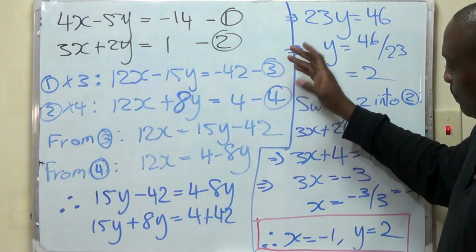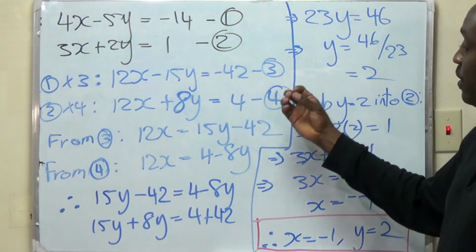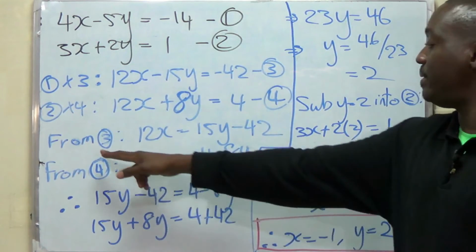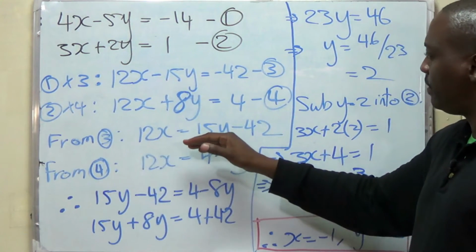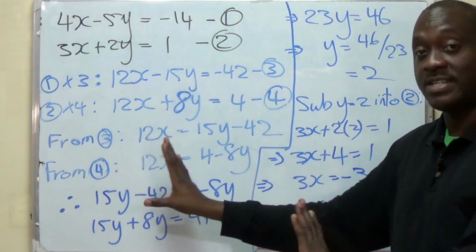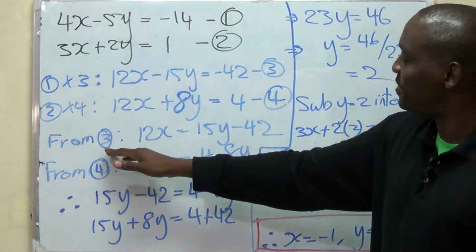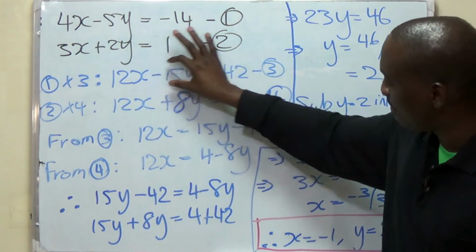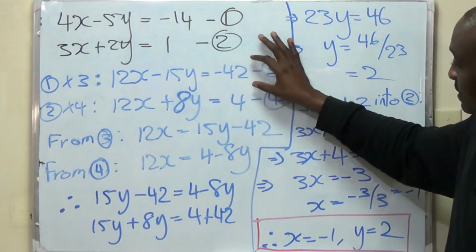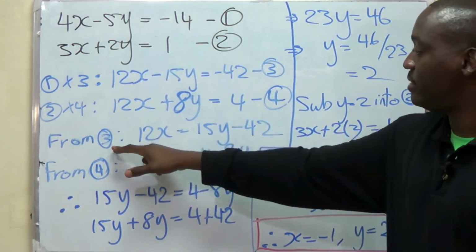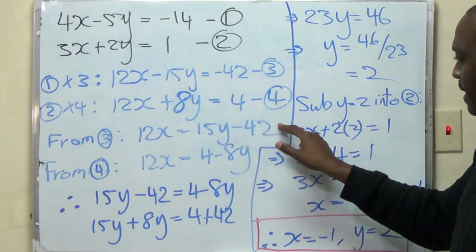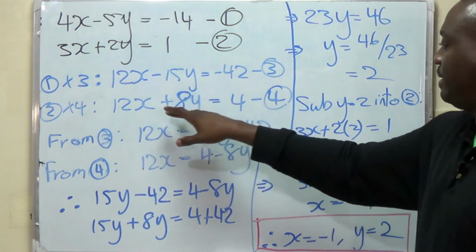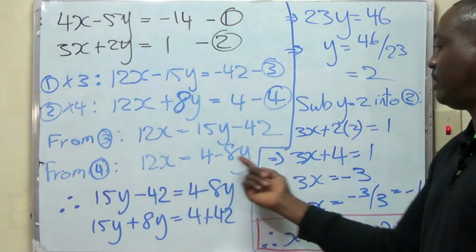Having gotten to this point, where we now have equations 3 and 4, we now make 12x the subject of the formula in both of these equations. So from equation 3, let me just finish explaining this and we'll go back. From equation 3, we can see that 12x is equal to minus 42 plus 15y. In other words, you take the minus 15y on this side and you bring it across here to give you plus 15y. So that from equation 3, 12x is equal to 15y minus 42. In equation 4, your 12x will be equal to 4 minus 8y. You take the plus 8y and you bring it across. So 12x is equal to 4 minus 8y.